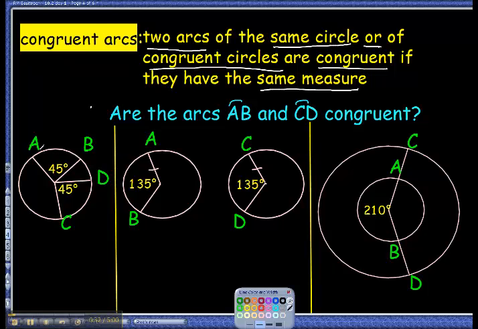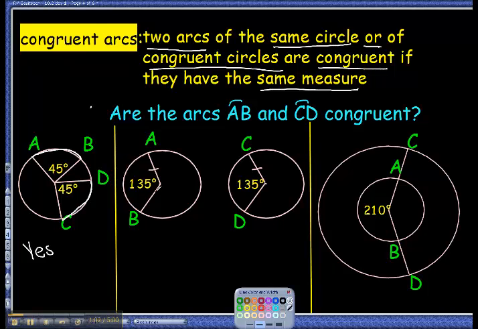So if you take a look at this first example, obviously I'm looking at arc AB and CD. AB and CD are on the same circle, so they meet that criteria. Do they have the same angle measure? Yeah, they're both 45 degrees. So are these arcs congruent? Yes, they are, because they have the same central angle measure, and because they're on the same circle. So these arcs are definitely going to be congruent.